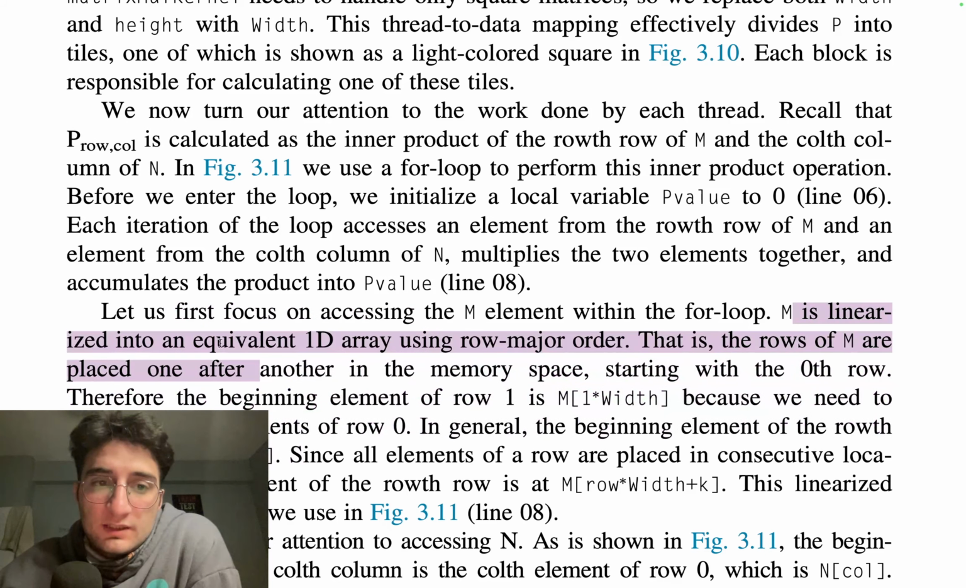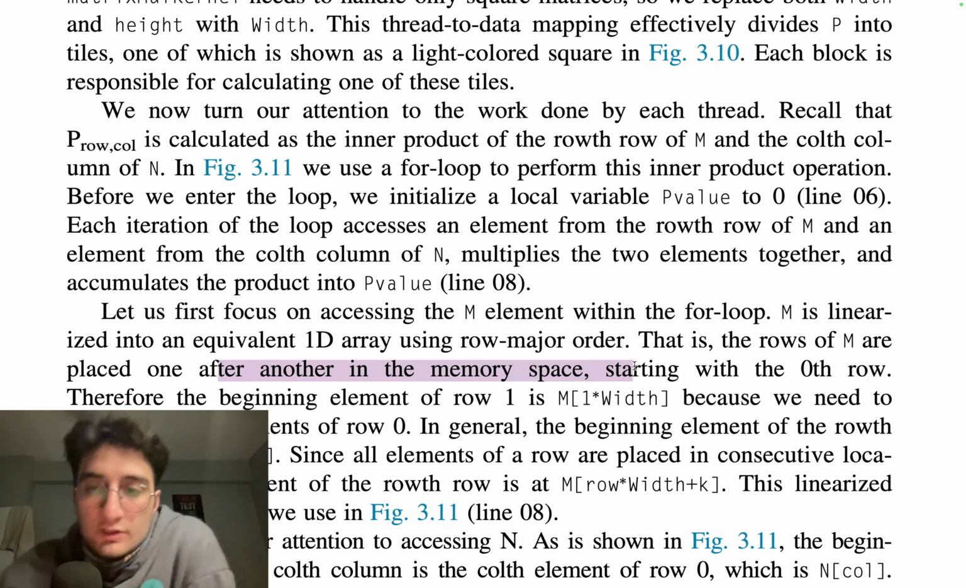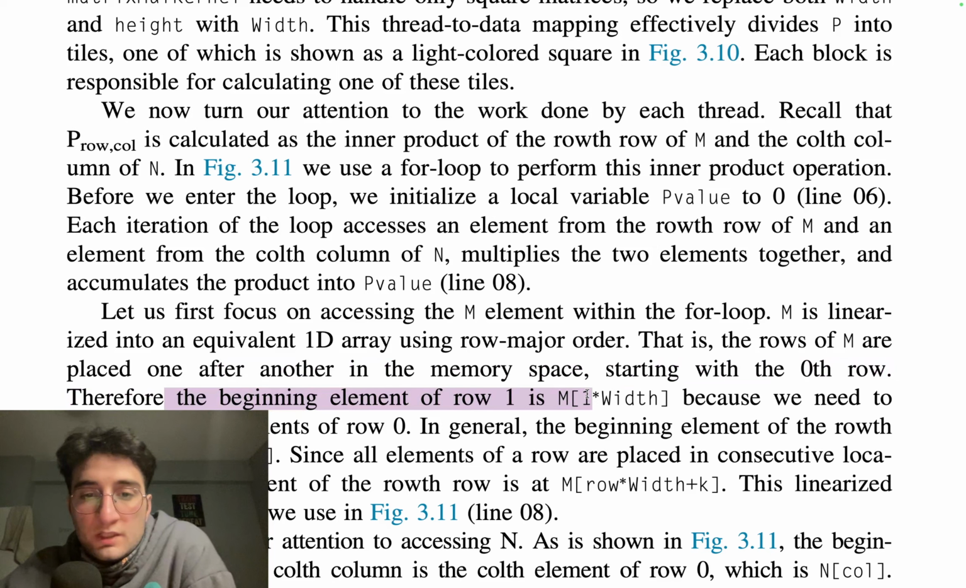M is linearized into an equivalent 1D array using row major order. That is, rows of M are placed one after another in the memory space, starting with the 0th row. Therefore, the beginning element of row 1 is M1 times width, because we need to account for all elements of row 0. In general, the beginning element of the row is row times width.